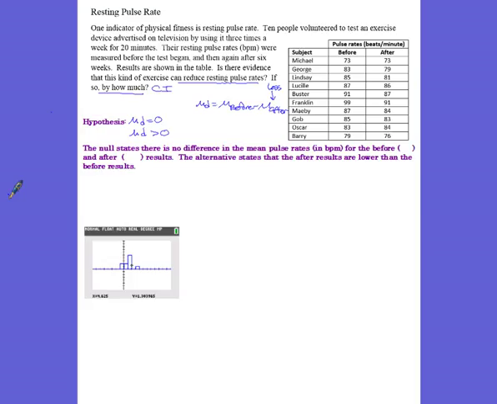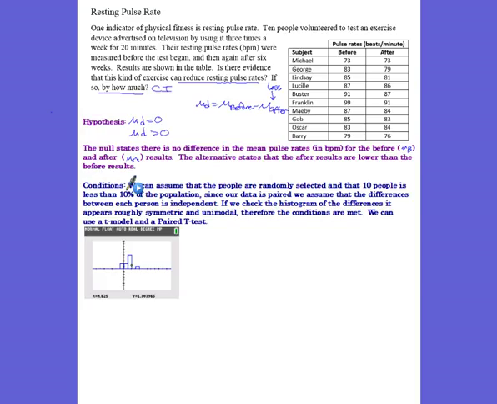So what do we know here? We know that the null states that there is no difference in the mean pulse rates in beats per minute for the before, mu sub b, and the after, mu sub a, if we want to call it that, results. The alternative states that the after results are lower than the before results.